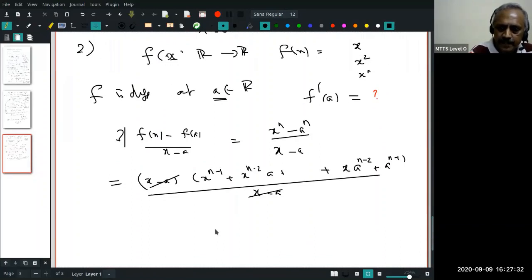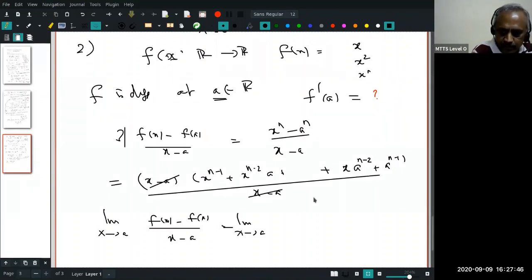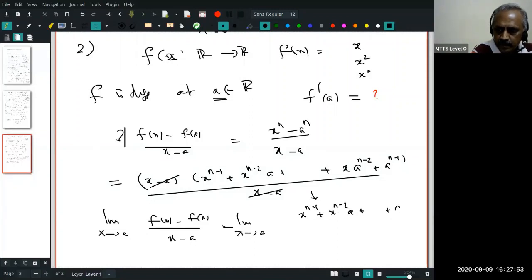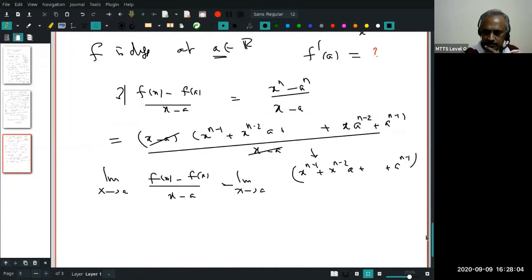Now what do I want? I want limit x tends to a of f x minus f a by x minus a, but this object is same as limit x tends to a of this: x power n minus 1 plus x power n minus 2 into a plus, up to a to the power n minus 1. Notice that whatever is within the bracket, x power n minus 1 plus x power n minus 2 a and so on, these are all continuous functions, right?